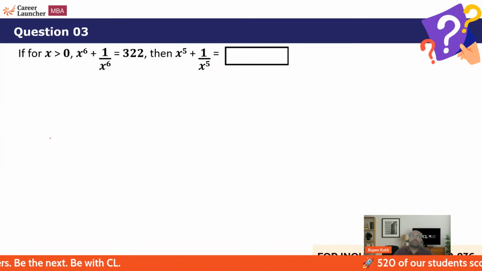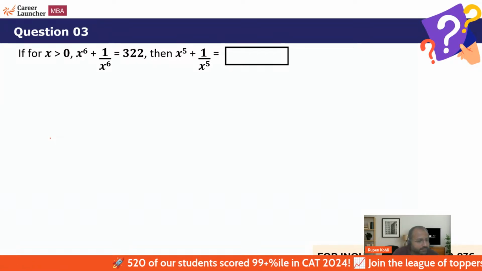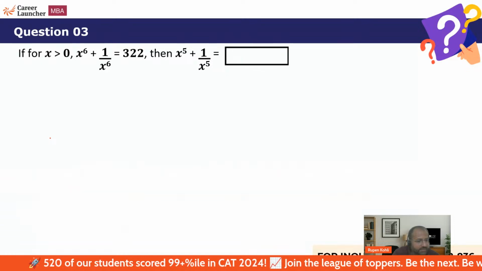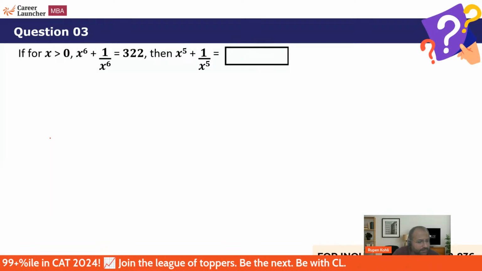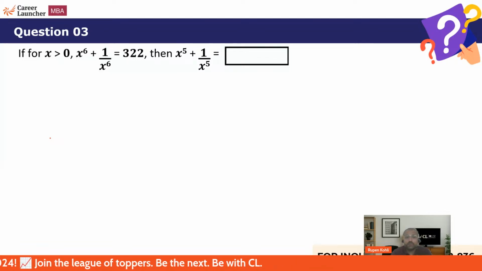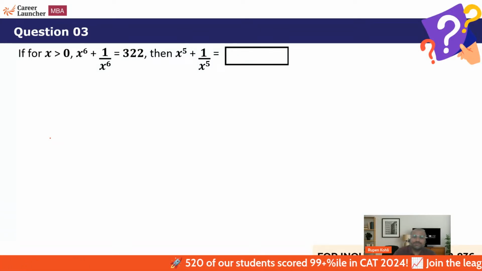Okay. Now, next one. Let me see if you can tell me how we should proceed with this one, because our first problem was of this type. So I'm extending that concept one step ahead with this problem.